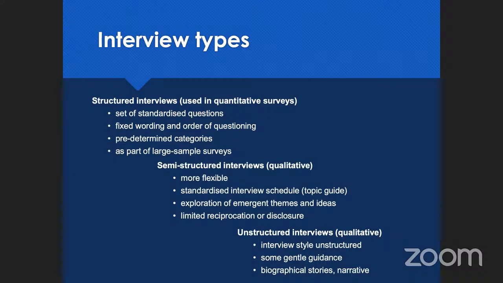And the unstructured interviews can also be used in qualitative studies, as the style is unstructured with only some gentle guidance and has biographical stories with narrative.